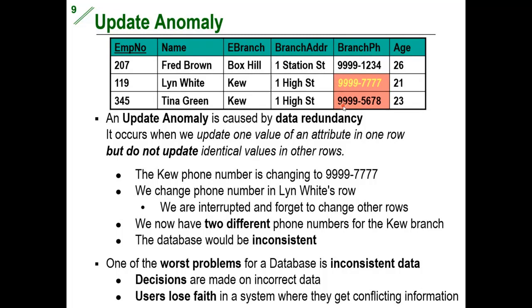That means now I have inconsistencies in my table or database. This is called the update anomaly. Now we don't have a single truth with respect to the branch phone number. We don't know whether this one is the correct one or that one is. Because the same information appears multiple times in the same table, if you forget to update one particular instance, there may be inconsistencies. Decisions are then made on incorrect data, and eventually users will lose faith in the system, because they will get conflicting information from this table. This is called the update anomaly.